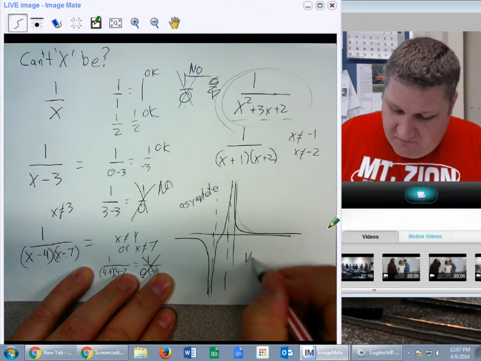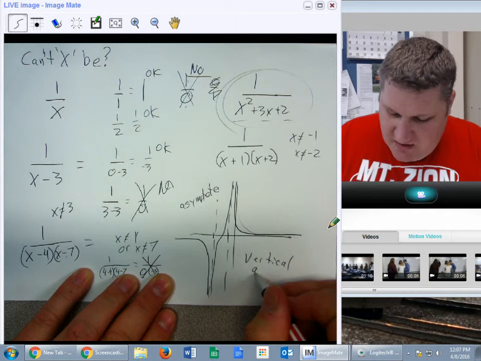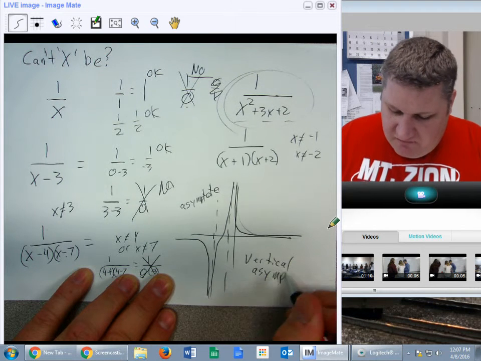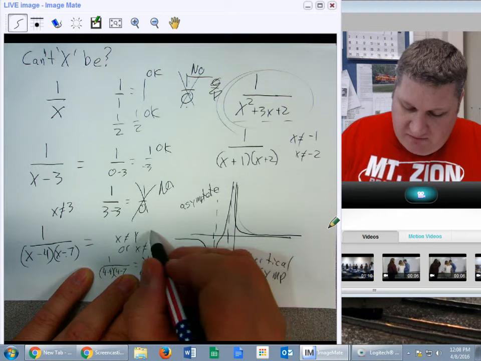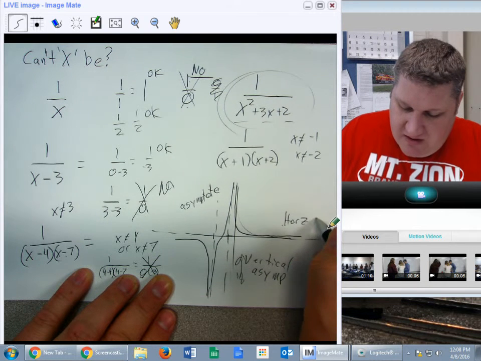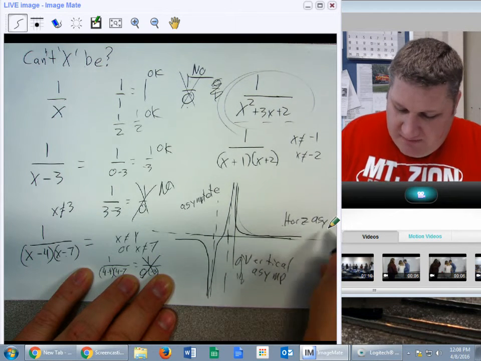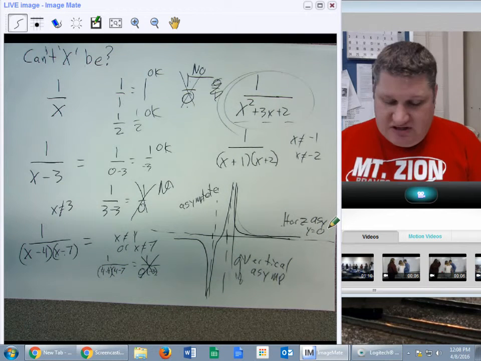So I have vertical asymptotes. What does vertical mean, folks? Up and down. So I have vertical asymptotes right here, the ones that they can't touch. But also, I have a horizontal asymptote. The horizontal asymptote happens at y equals 0 because it's not going to touch 0.